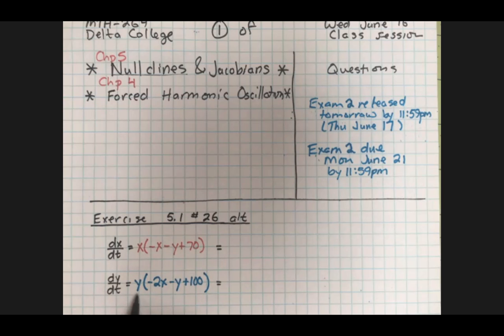The same thing with this factor right here. When is dy dt zero? When y is zero, or when this linear factor is zero? And this linear factor is zero when 2x plus y is 100. Take advantage of the minus signs. If 2x plus y is 100, then the opposite of 2x plus y will be minus 100, which will make this equal to zero. So I am just emphasizing when these two individually are equal to zero.